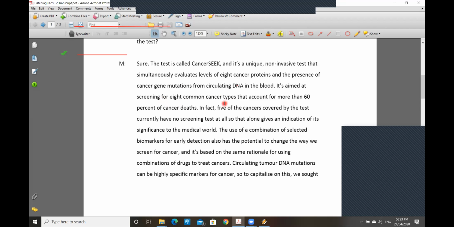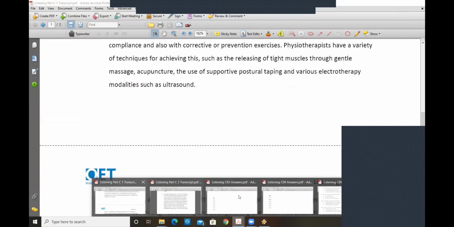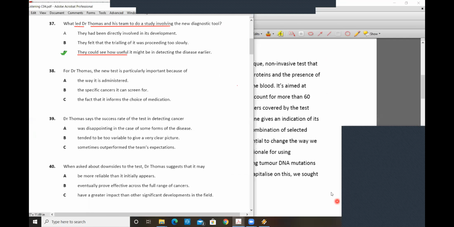So this is one advantage. And another advantage is that 5 of the cancers that it covers cannot be detected by any of the other methods. That is why he thinks it is particularly important. Yeah, so the correct answer that we have here is this.